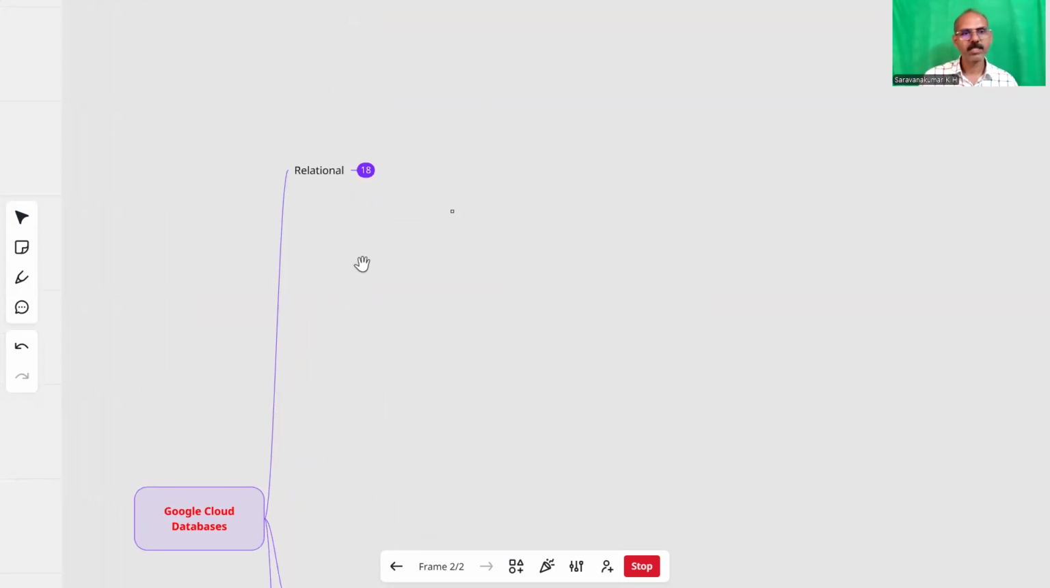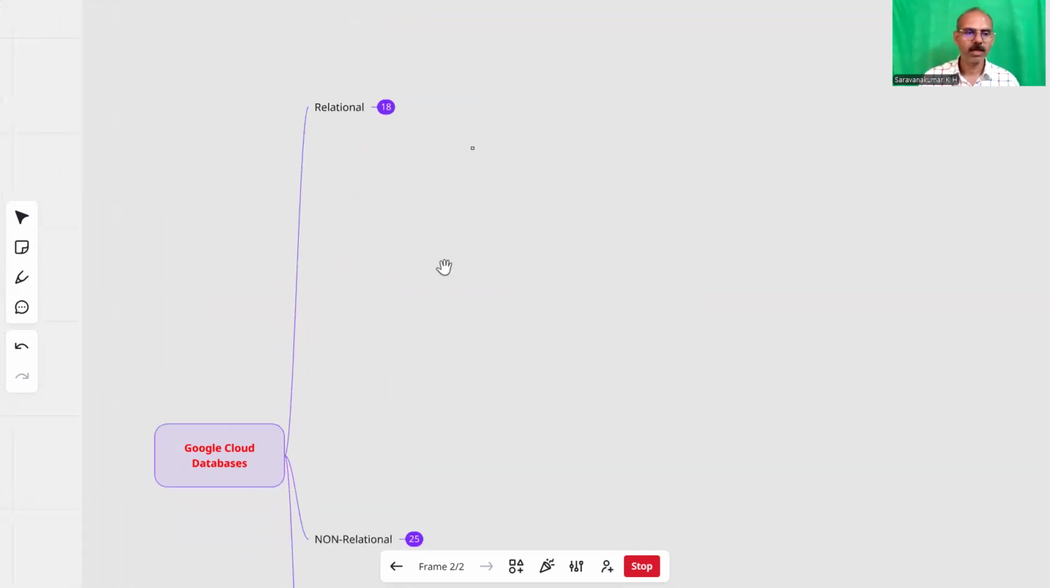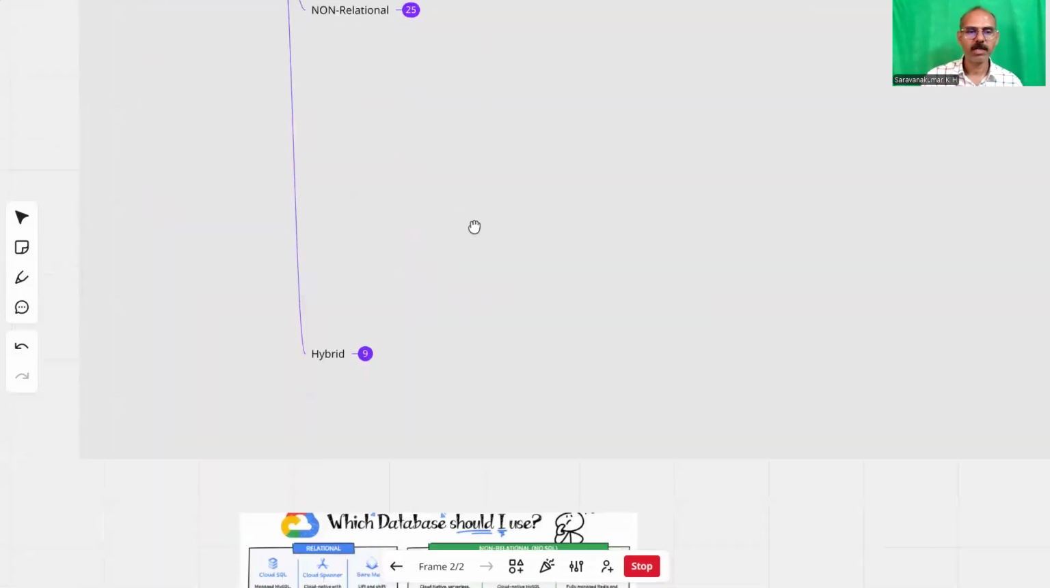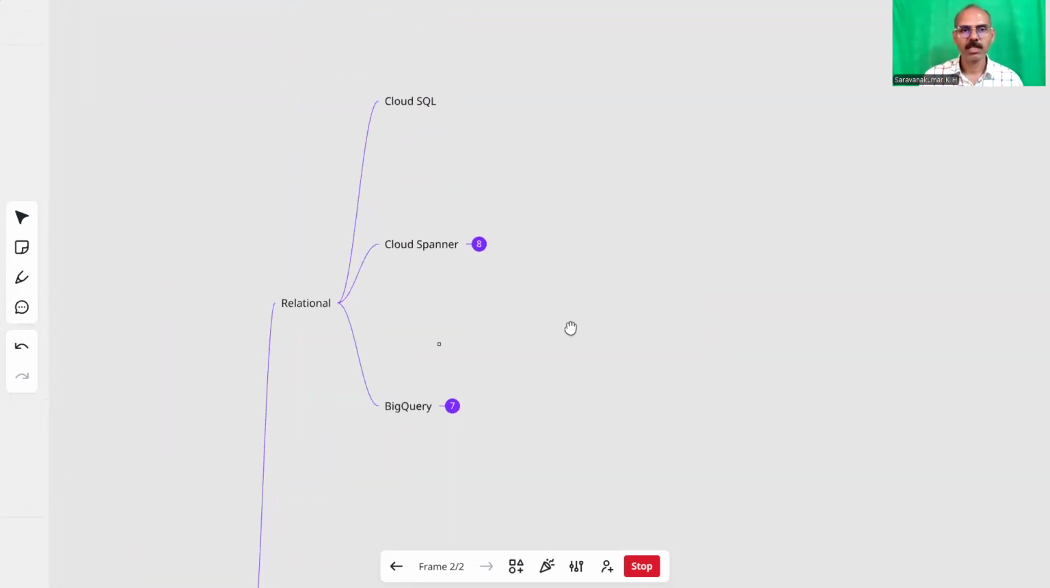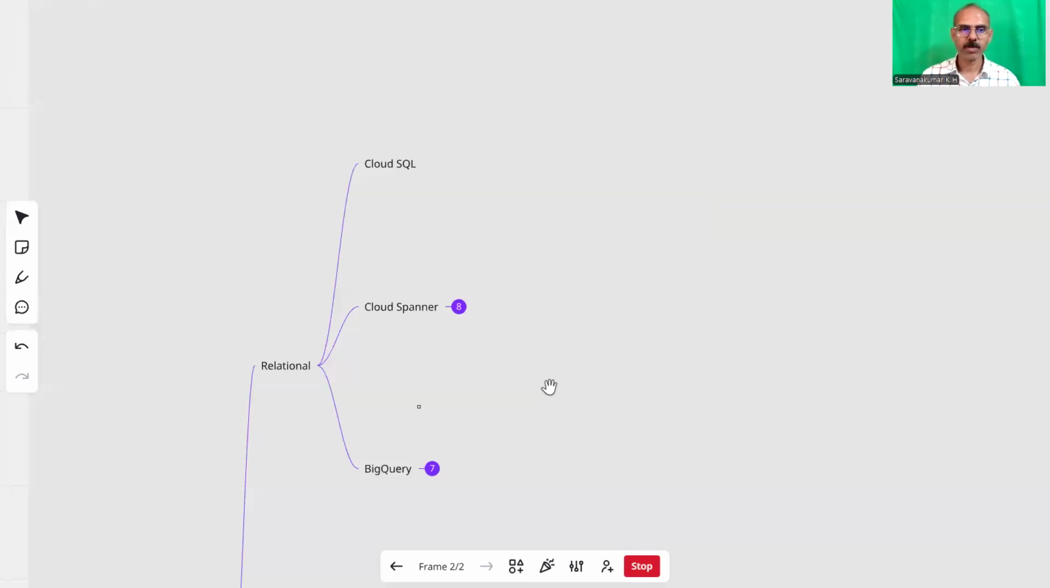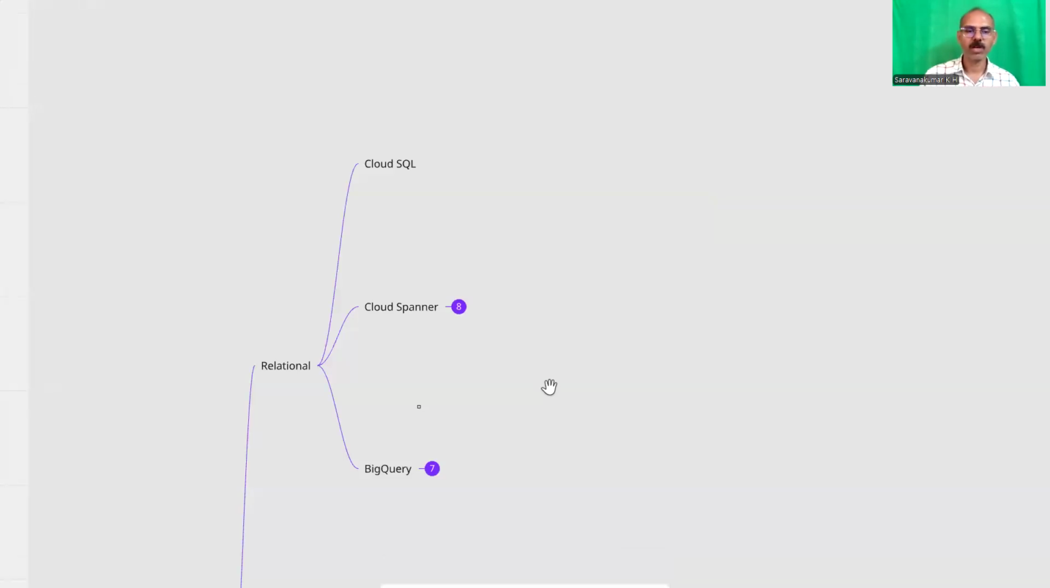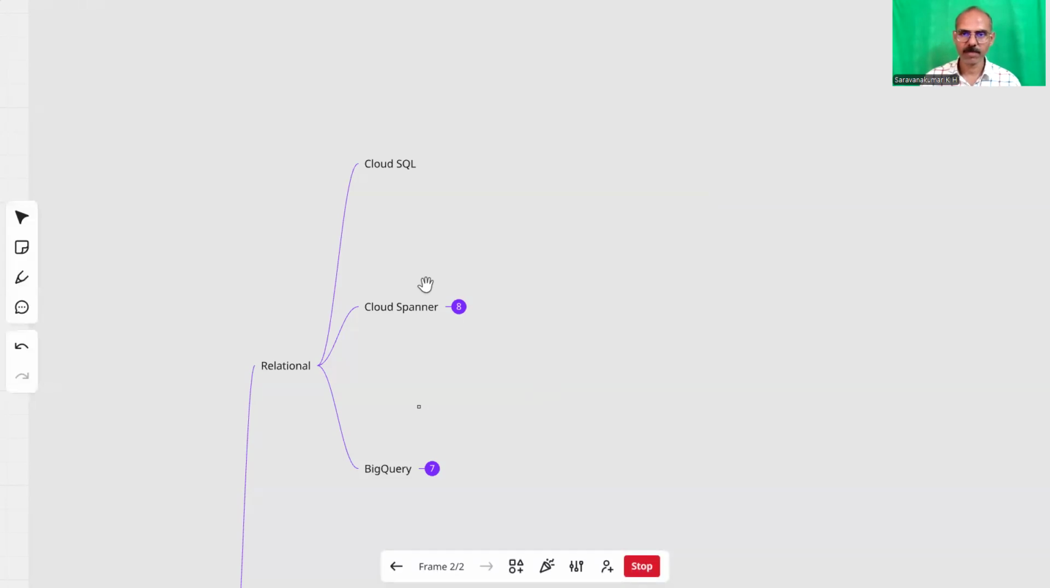So here there are three categories of databases available in Google Cloud. I have categorized them into relational, non-relational, and hybrid. Let me get into the first, the relational category. There are three types of databases in it: Cloud SQL, Cloud Spanner, and BigQuery.